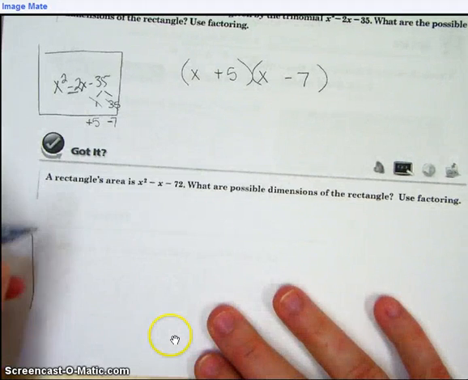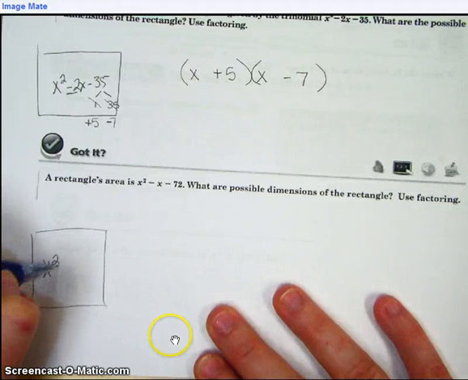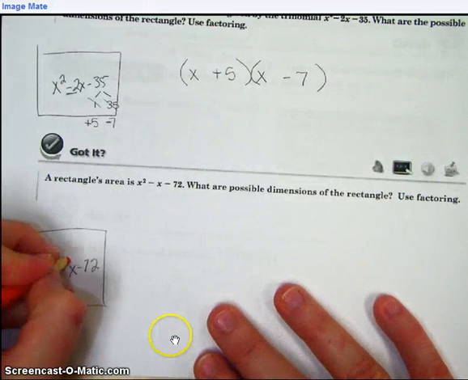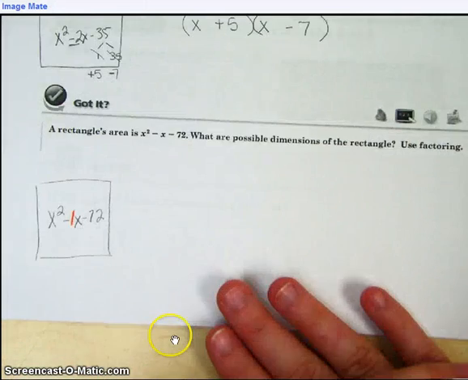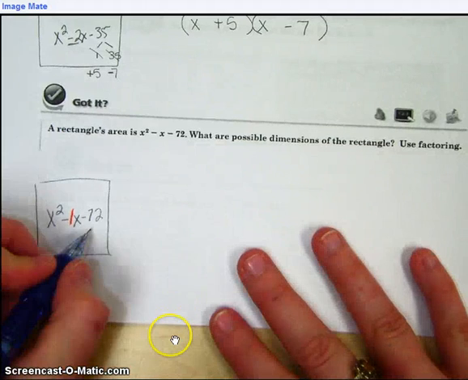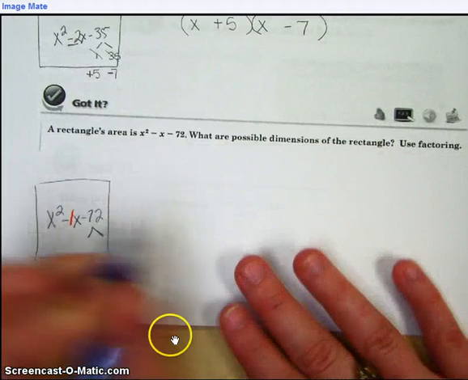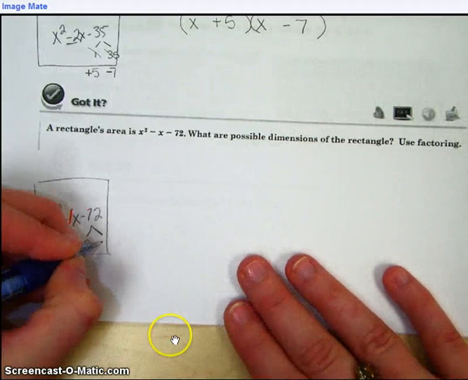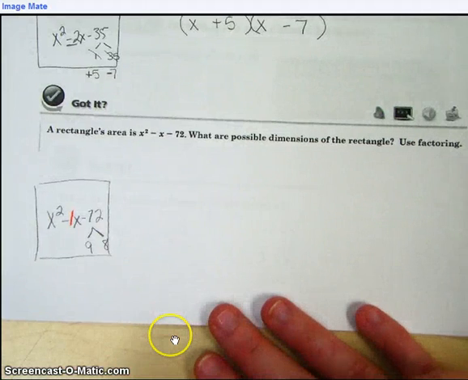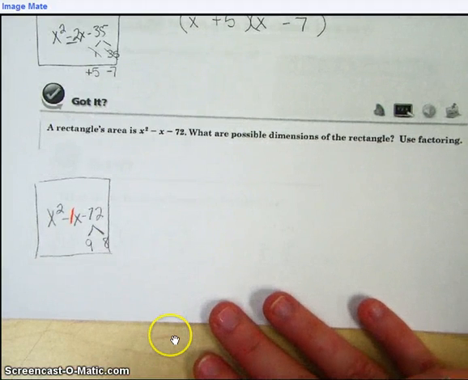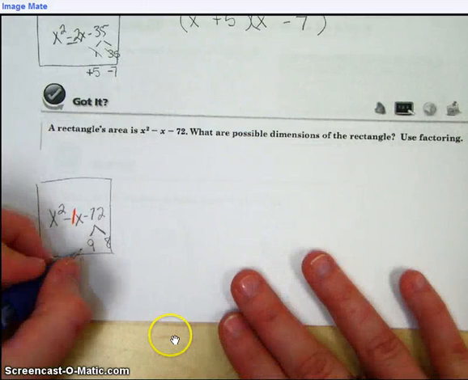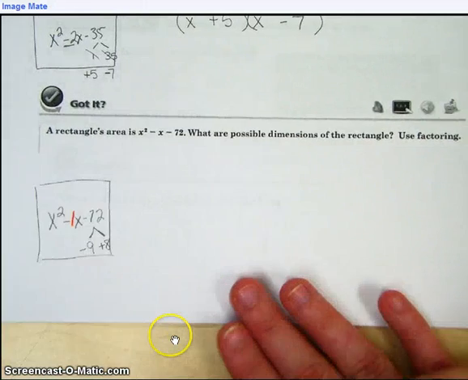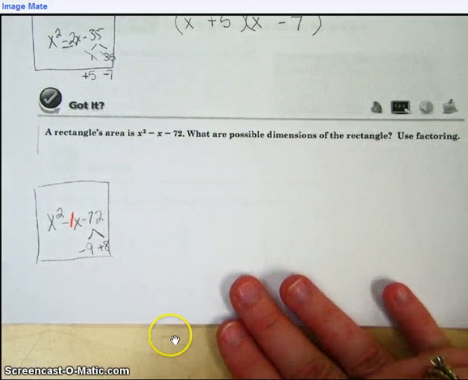We have another rectangle. X squared minus x minus 72. Don't forget, that's really a minus 1. Okay, it's like a game of guess and check. Can anybody think of two numbers that make 72 that also make 1? What about 9 and 8? Does 9 times 8 give you 72? Yeah. Now how could we get a negative 1 out of that? If the 9 was negative and the 8 was positive, that would give us that negative 1.